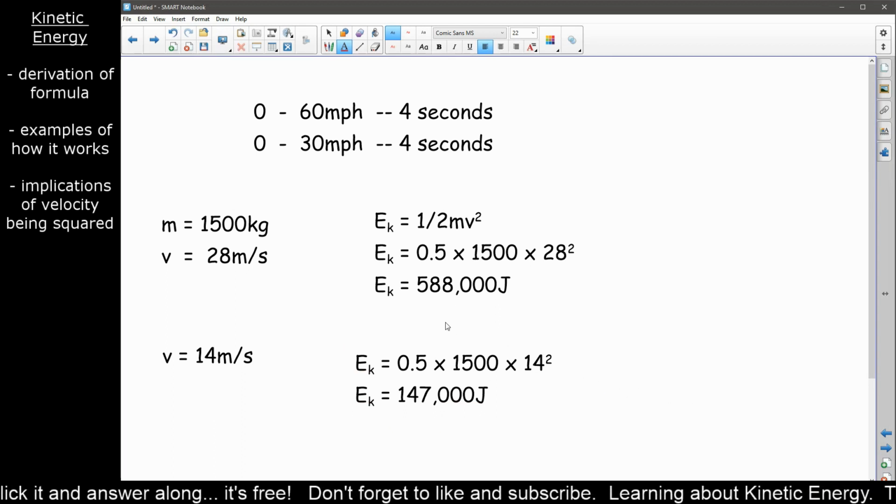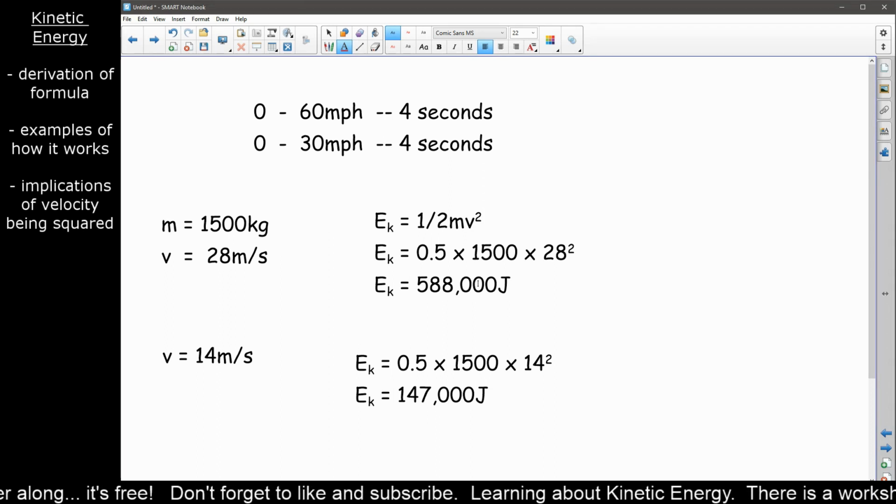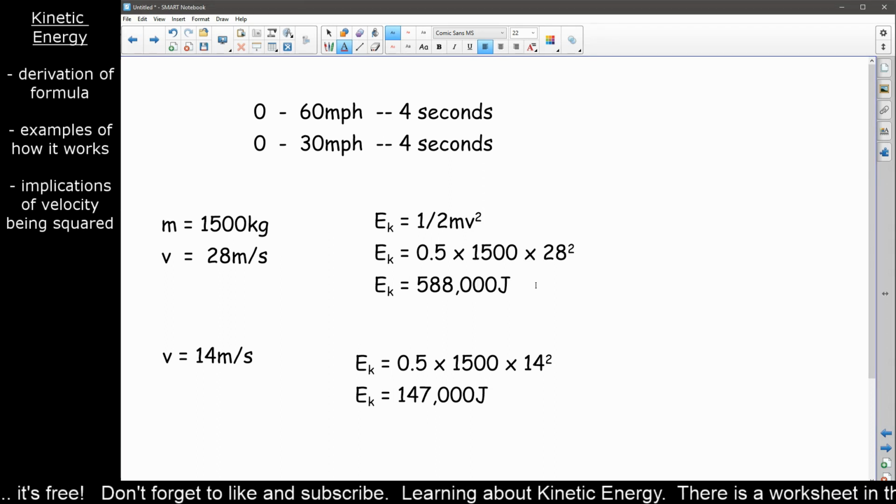So in 4 seconds, an impressive car needs to put out 588,000 joules of energy. In the same 4 seconds, a lesser car, to get to half the speed, needs to put out a quarter of that energy.